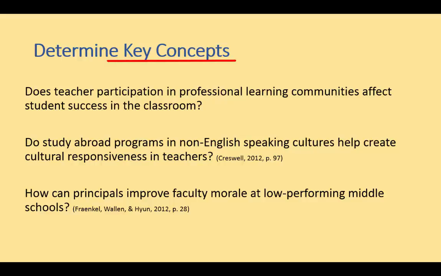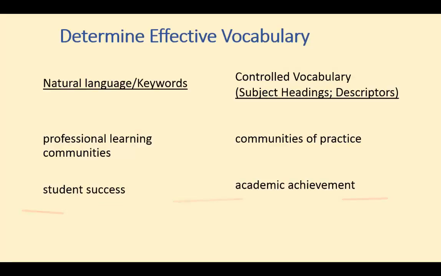Here are some examples of research questions. In the first example, the major concepts are professional learning communities and student success. In the second, the major concepts could be study abroad and cultural responsiveness. And finally, in the third example, major concepts might include principals, faculty morale, and middle school.